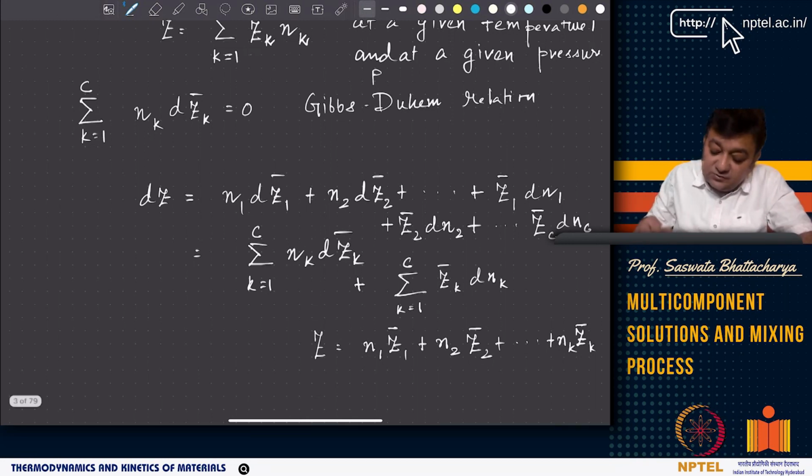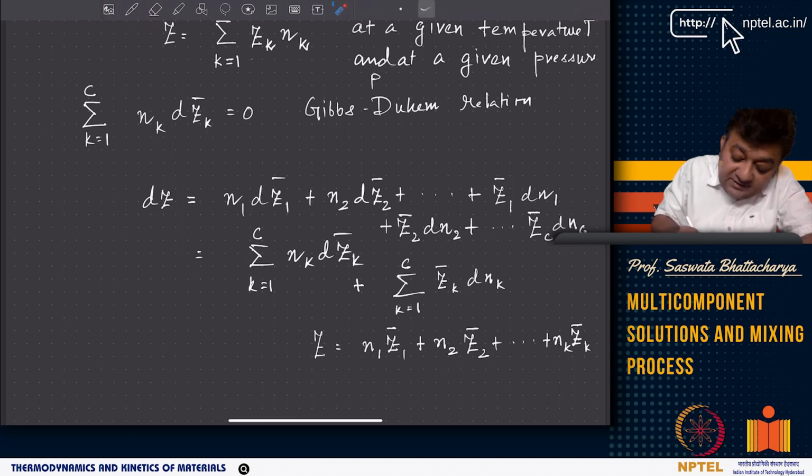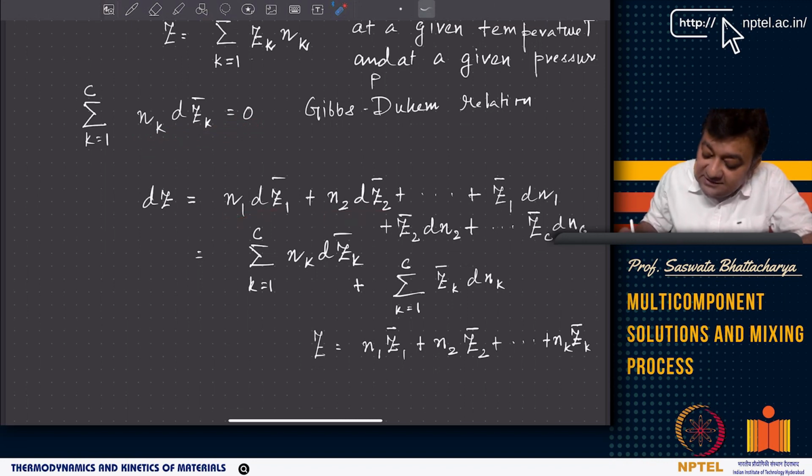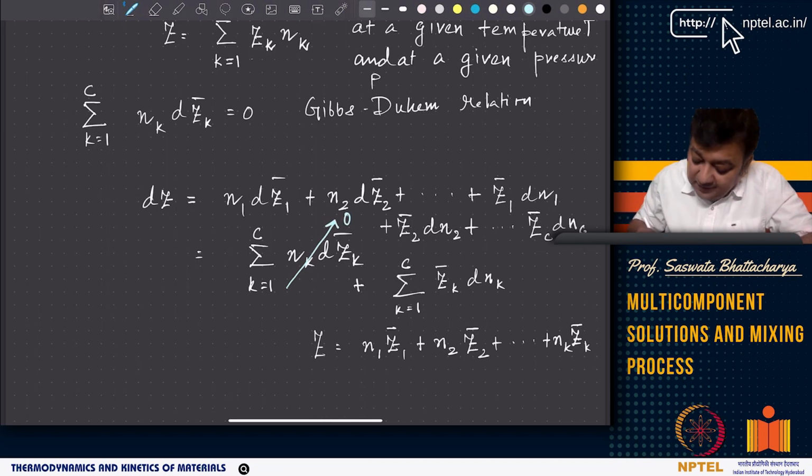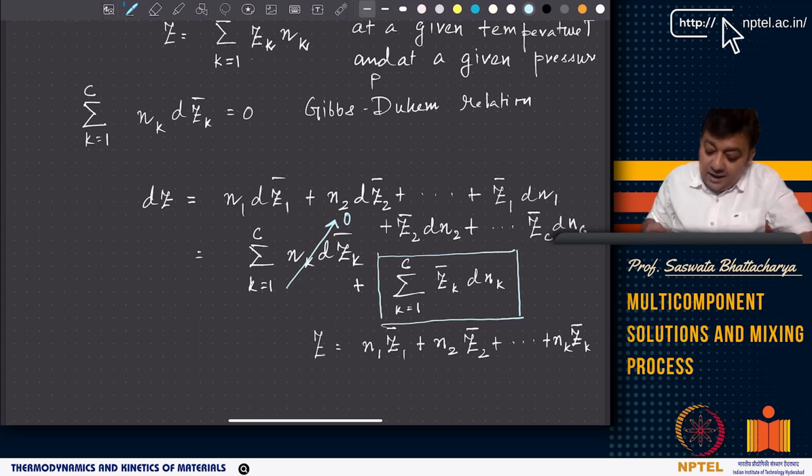Now according to Gibbs-Duhem, the term Nk dzk bar equals 0. So N1 dz1 bar plus N2 dz2 bar plus Nc dzc bar, all of these are 0. So this term goes to 0 according to Gibbs-Duhem. But what is remaining then is this term, and this is the Euler relation.